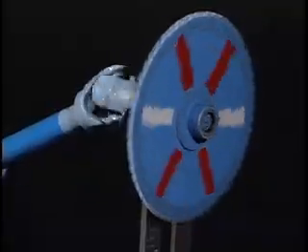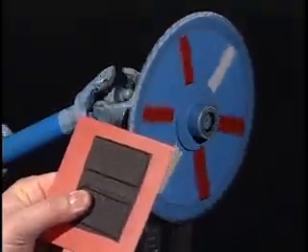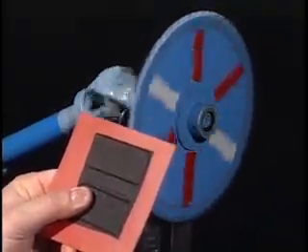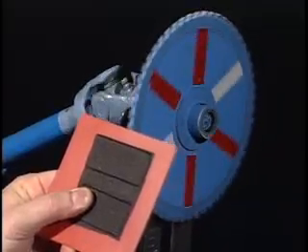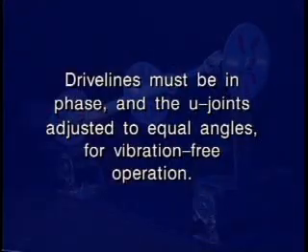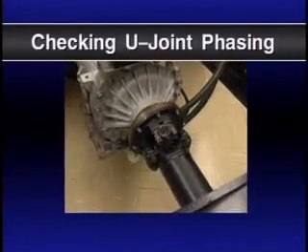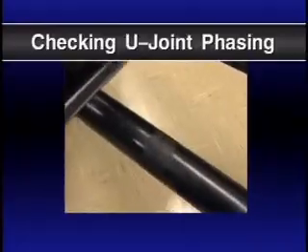But the third shaft also rotates at a varied speed. Drivelines must be in phase, and the U-joints adjusted to equal angles for vibration-free operation. When you begin troubleshooting, the first area to check is proper U-joint phasing.